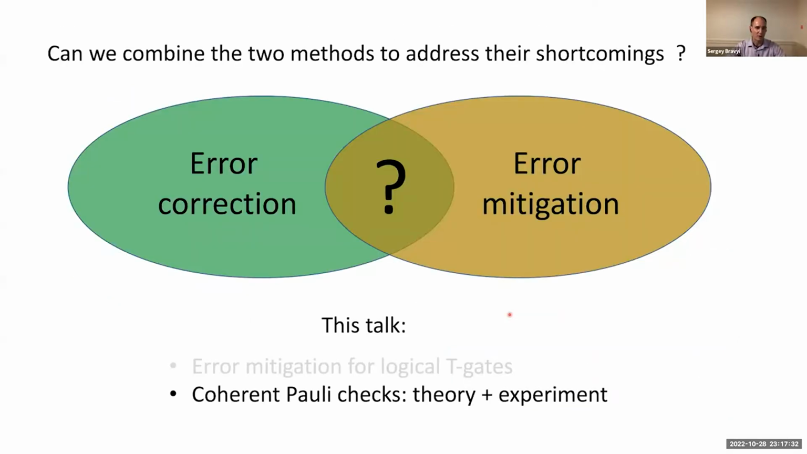So this is all I have to say about logical T gates. And now I want to change the topic and talk about Pauli checks.